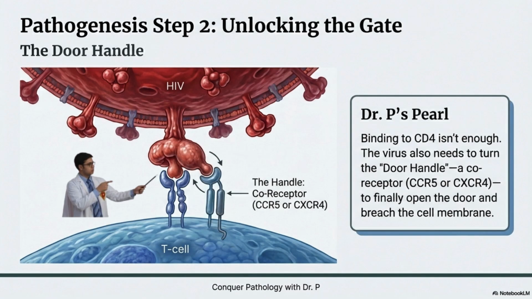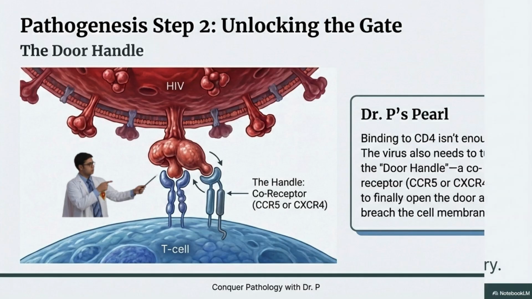Pathogenesis step 2, unlocking the gate. After GP120 binds, it needs a helper to open the door. It needs a co-receptor. These are CCR5 or CXCR4. Some people lack the CCR5 receptor naturally, they are immune to HIV. Why? Because the virus has the key but no door handle. So these CCR5 or CXCR4 are door handles. Once inside, the virus takes over.